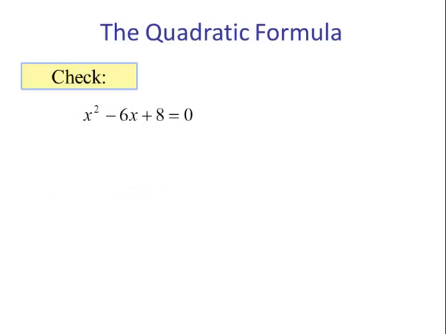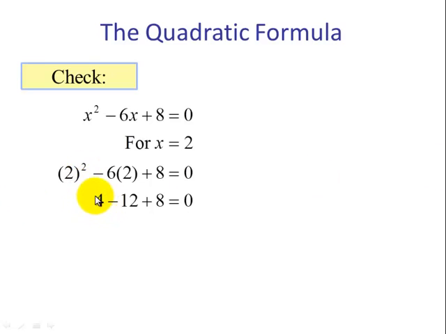To check it, we start with the original equation. For x equals 2, everywhere we see an x we substitute 2. The left hand side should equal 0 because the right hand side is 0. So we now have 2 squared minus 6 times 2 plus 8. If 2 is a solution, this expression here will equal 0. We have to square first. 2 squared is 4. 6 times 2 is 12, plus 8. Next we subtract. We get negative 8 plus 8, and that equals 0.